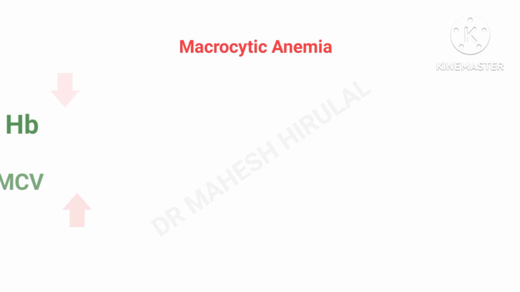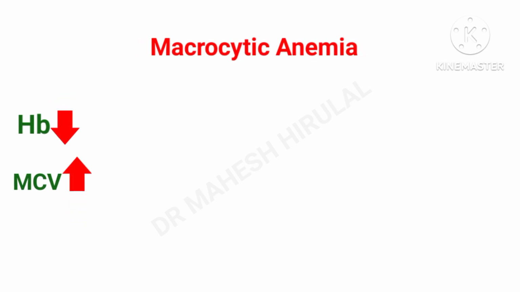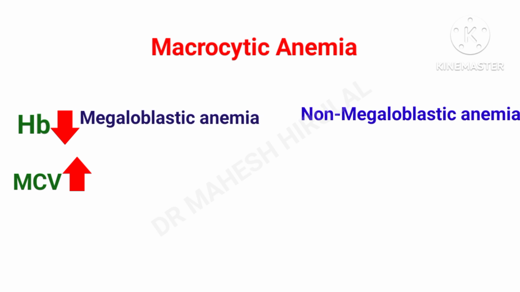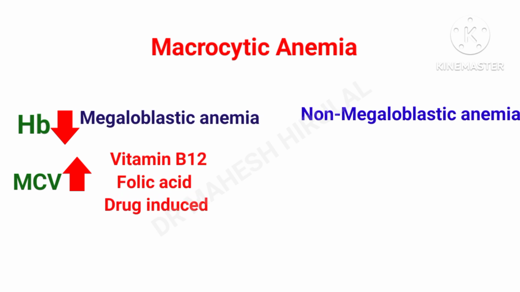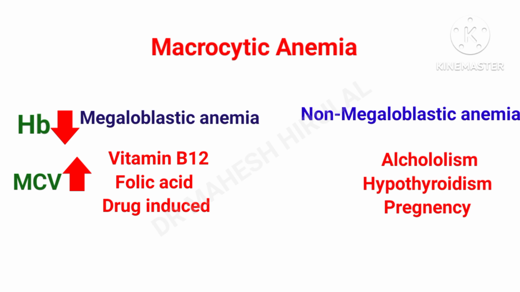If HB is decreased and MCV is increased, then it is considered macrocytic anemia. There are two scenarios in macrocytic anemia: one is megaloblastic anemia and the other is non-megaloblastic anemia. Vitamin B12 and folic acid deficiencies will lead to megaloblastic macrocytic anemia. Some specific drugs will induce macrocytic anemia. Alcoholism, hypothyroidism, and pregnancy will lead to non-megaloblastic macrocytic anemia.